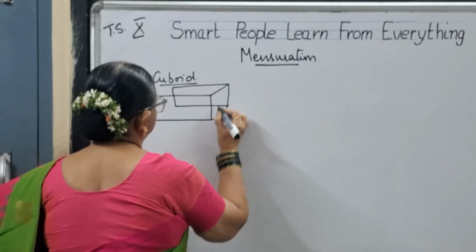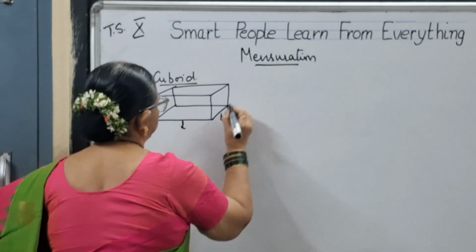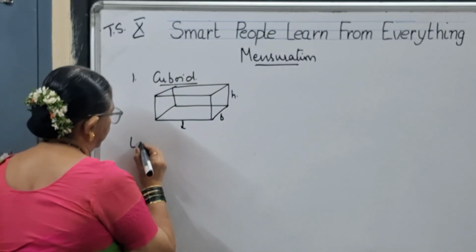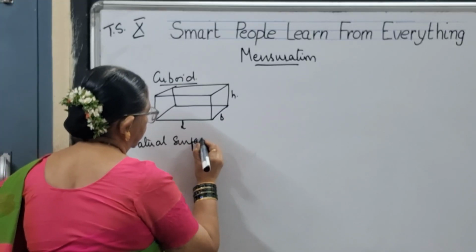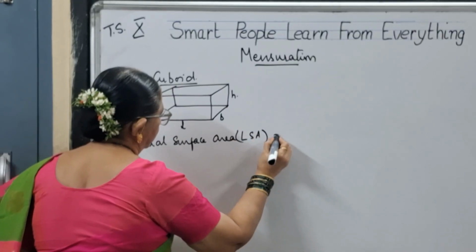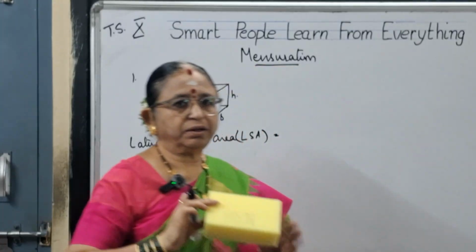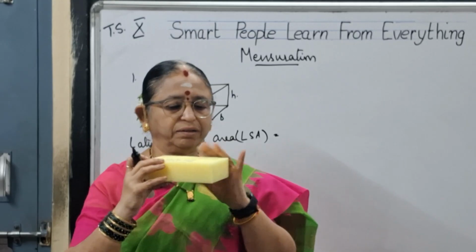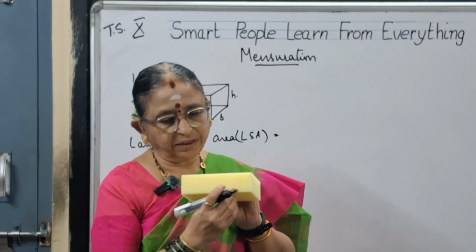Two rectangles. If you join like this, this is the figure of cuboid, length, breadth, and height. For this cuboid, lateral surface area, this is called LSA, is equal to what? See, this if you take as a model of cuboid, lateral surface area means these are the lateral sides. This lateral surface area.